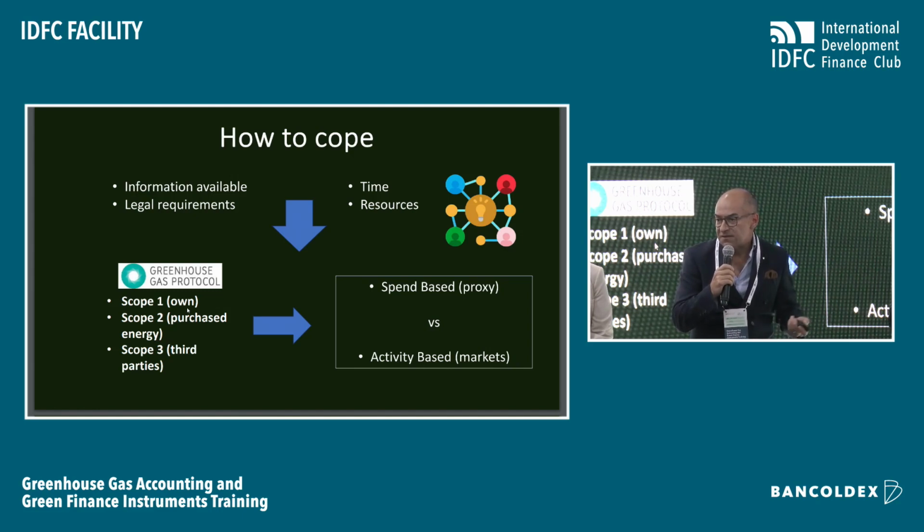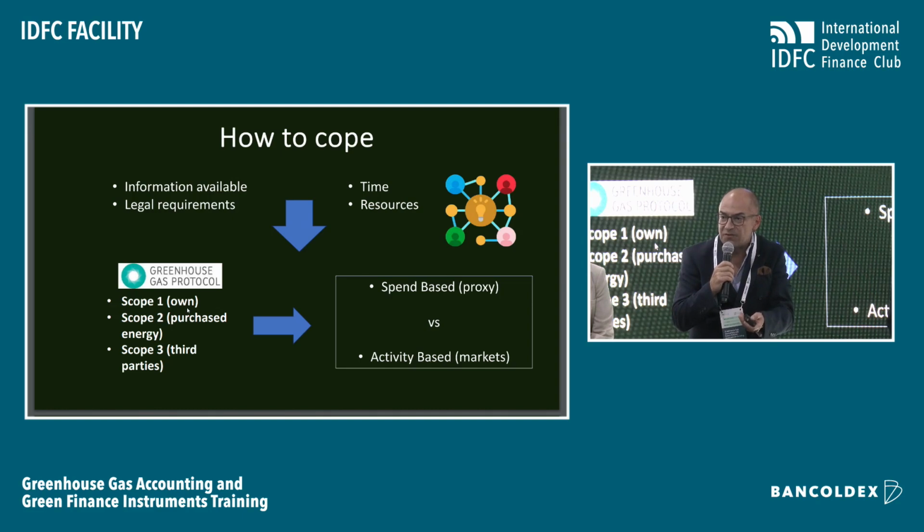The spend-based approach is very much used in the developed world. In Colombia, that's really new, because this all depends on information from the different industries. Then you have tons of emissions per dollar spent on the different goods or services you acquire. It's a very good proxy if you don't have the information, especially for scope 3, but it's difficult to do.